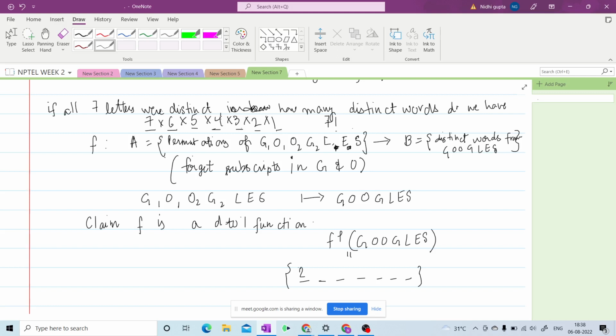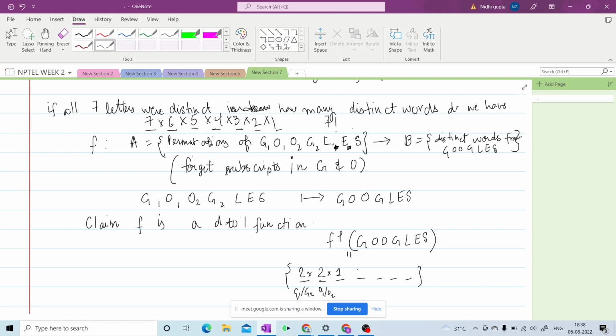And for the second place, how many options do we have? 2 again, because O1 and O2 can come. And how many choices for the second O? 1 option, right? If we choose O1, it has to be O2, and if we choose O2, it has to be O1. So we have 1 option, since we have to choose the one that is left.